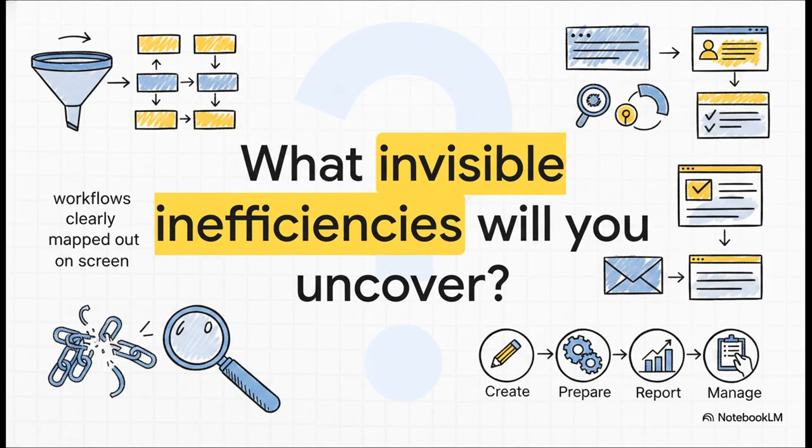So I'm going to leave you with this thought. With your data thoroughly refined and your actual workflows clearly mapped out on screen, what invisible inefficiencies will you uncover next? You now have the exact 4 steps: create, prepare, report, and manage to turn raw information into a beautifully streamlined operation. So get in there, apply this lifecycle, analyze those maps, and start eliminating those hidden bottlenecks.